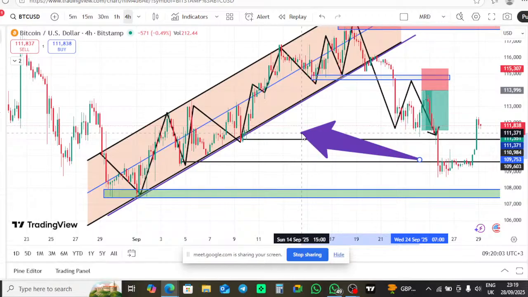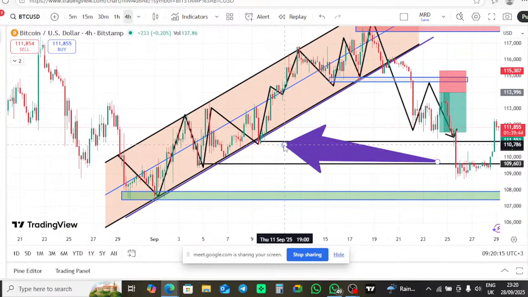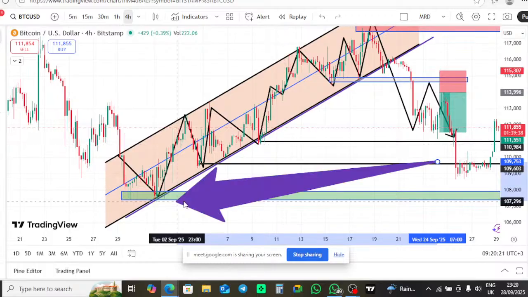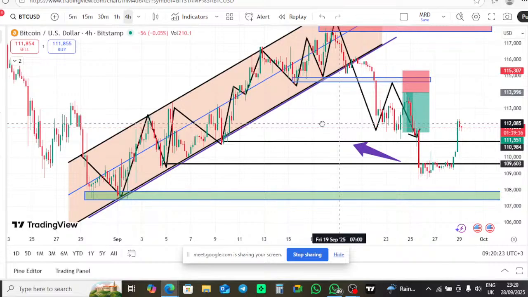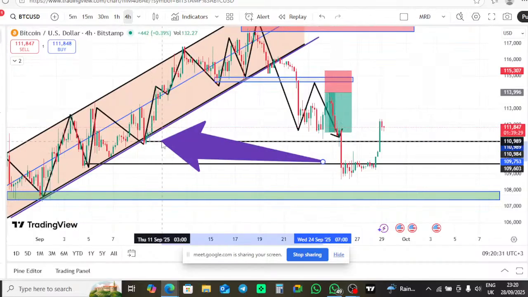Target number 1. And according to this chart, we can see that this was our target number 1, followed by target number 2, and finally this was our discount level. Are we together? Now, let us get back to the current price. The current price of Bitcoin, where it is, is above the support. Are we together? It is above this black line.